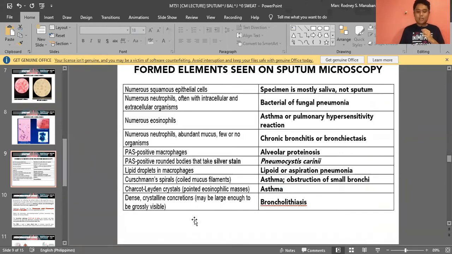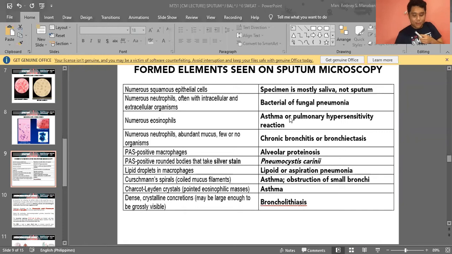Take note, Pneumocystis carinii, which causes Pneumocystis pneumonia, PCP, which is usually seen in AIDS patients. Again, it reacts with silver stain, such as Grocott's methenamine silver or Gomori's methenamine silver.